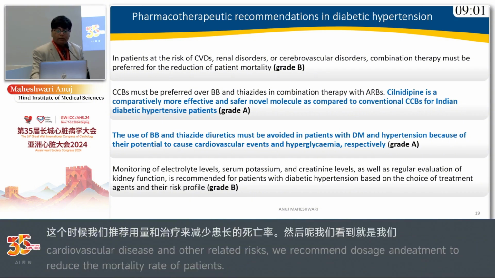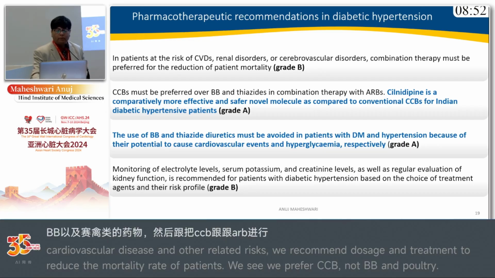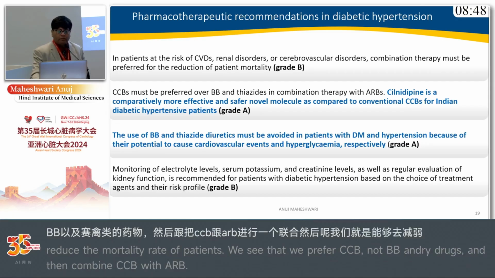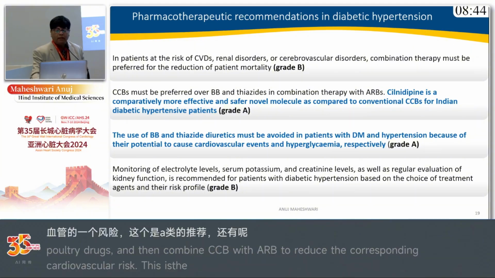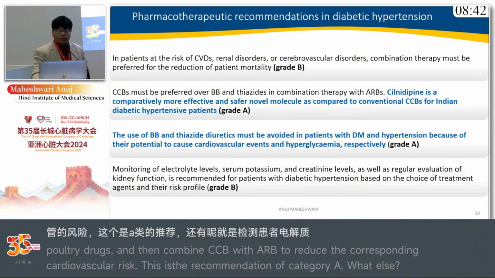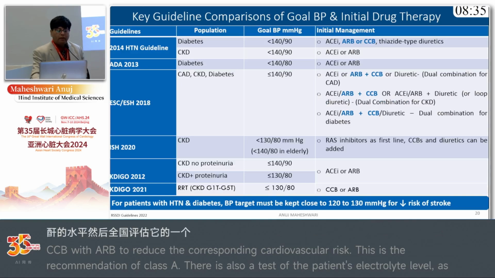The use of beta blockers and thiazide diuretics must be avoided in patients with diabetes and hypertension because of their potential to cause cardiovascular events and hyperglycemia respectively, having grade A evidence. Monitoring of electrolyte levels, serum potassium, creatinine levels, as well as regular evaluation of kidney function is recommended for patients with diabetic hypertension, based on the choice of treatment agent and the risk profile.